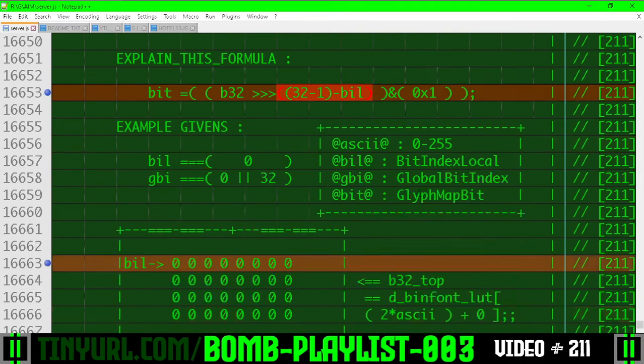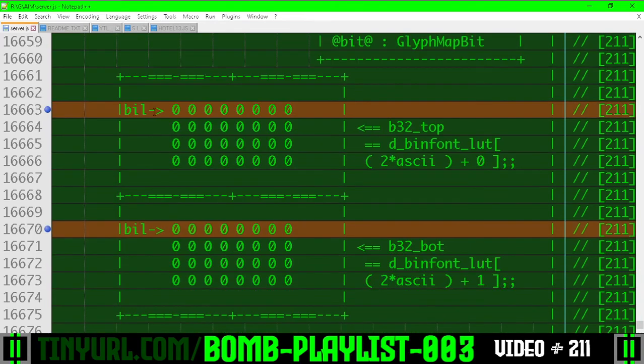Why is that? Well, in this example, bit index local will always be 0. And here we have an 8 by 8 glyph, right? So we have 8 bits on this axis and 8 bits on this axis. And our bit index local is either here or here, depending on which word of the glyph we're in.